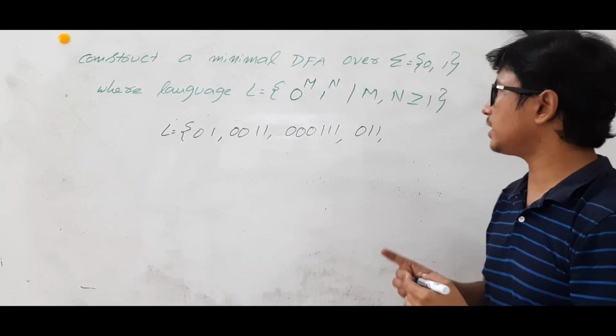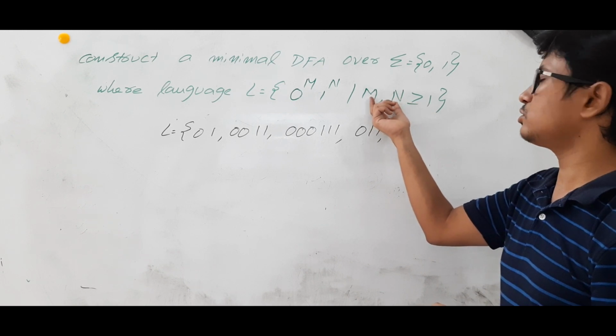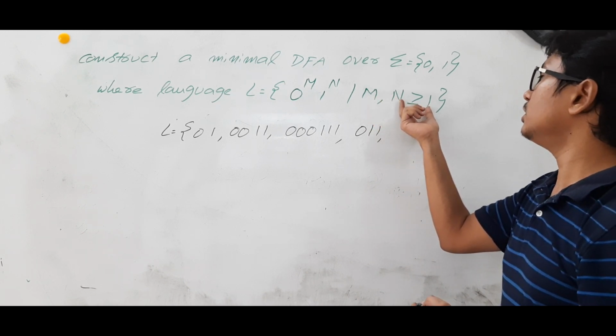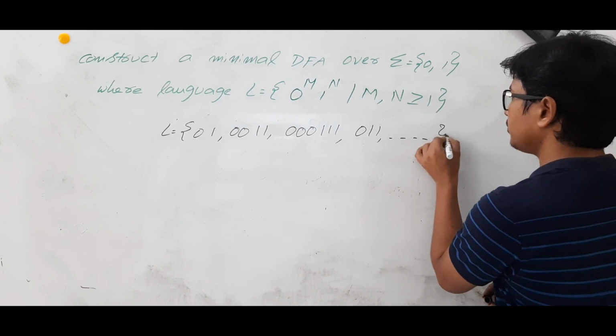There is no rule that the m value and n value should be equal. Is it clear? M and n have no relation, the only thing is that they should be greater than or equal to 1. So it is an infinite language.